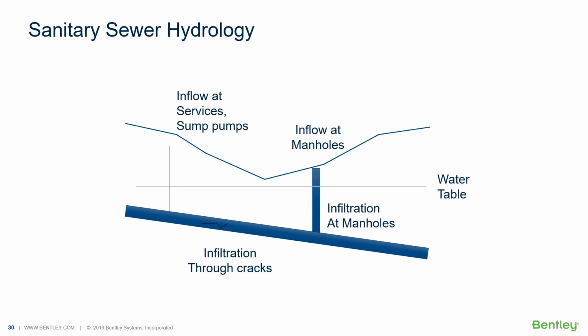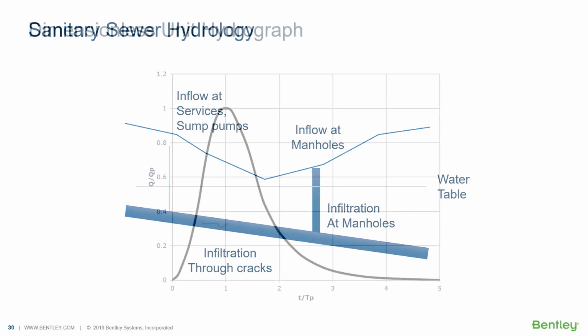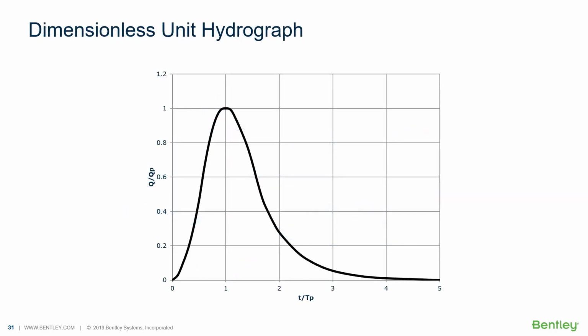Okay, so where does the water get in? Well, you've got sump pumps in houses, you've got roof drains, you've got cracks in the pipe, you've got infiltration at manholes, you've got the water table above the pipe. All of these are possible sources. And the problem is none of these are metered or known. And you're going to have to come up with a hydrograph that describes this. This is what you're looking for, some kind of hydrograph. And this is the shape of a typical unit hydrograph. This is an SCS unit hydrograph. You want to try to approximate it logically.